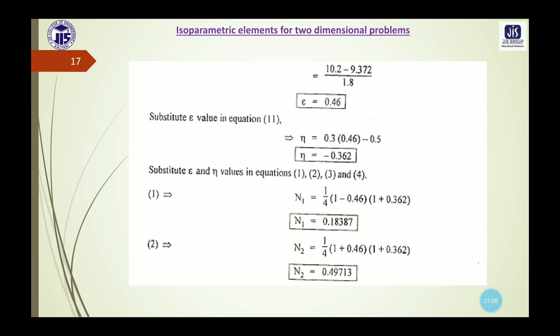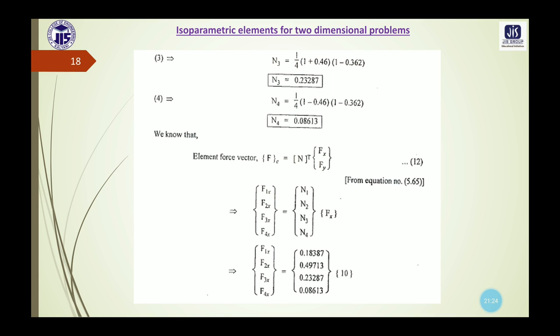So now if we put the values of eta and epsilon in the formula of the shape functions, then we can calculate the value of shape function n1. This is 0.18387. Then in case of n2 we get its value as 0.49713. Then the value of n3 we get as 0.23287. And the value of n4 we get as 0.08613. So these are the values of the shape functions that we have calculated here.